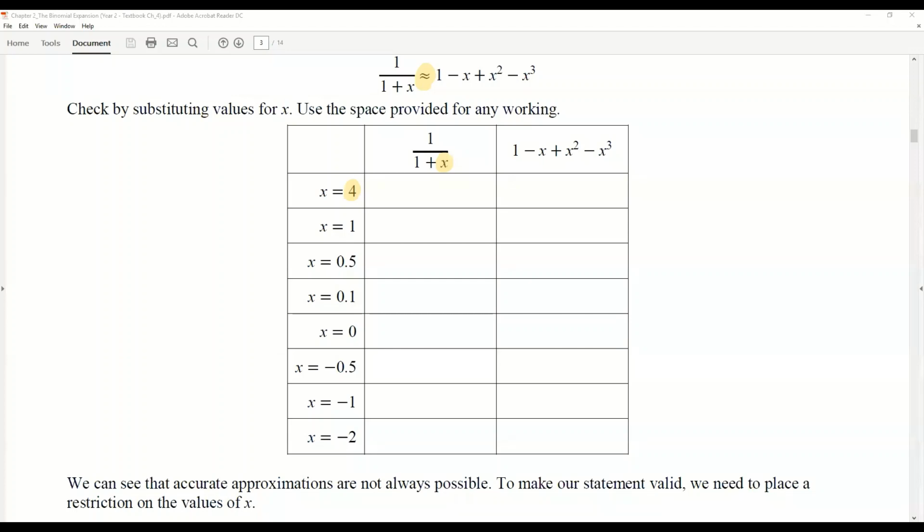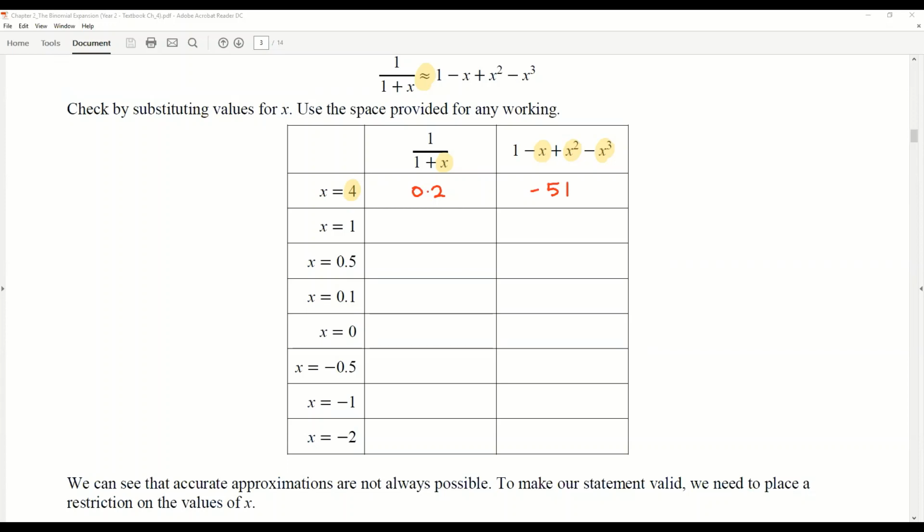So if I put 4 in, that's of course going to be 1 over 5, which is 0.2. Okay, and then you're going to substitute x equals 4 into this expression here. And when you evaluate that one, you'll get negative 51. So if you could repeat that process for each other row, and then we'll have a look at our findings.